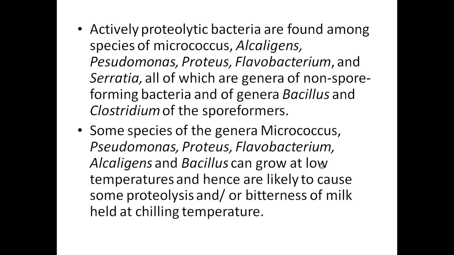So actively proteolytic bacteria are found among the species of Micrococcus, Alcaligenes, Pseudomonas, Proteus, Flavobacterium and Serratia, all of which are genera of non-spore forming bacteria, and of genera Bacillus and Clostridium of spore formers. Some species of genera Micrococcus, Pseudomonas, Proteus, Flavobacterium, Alcaligenes and Bacillus can grow at low temperatures and hence are likely to cause some proteolysis and or bitterness of the milk held in chilling temperatures.